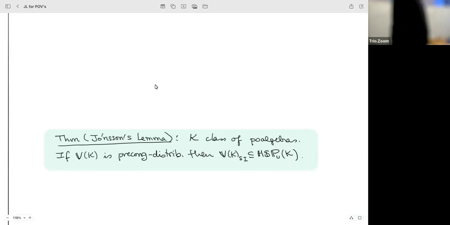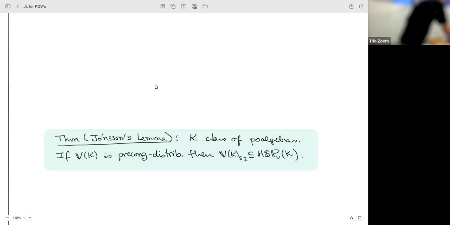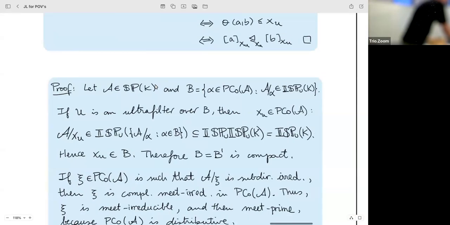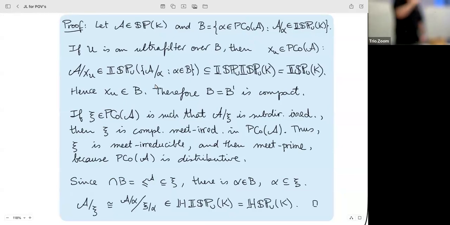Again, you have a class of algebras, and those are partially ordered algebras, so that this is precongruence distributive. Now, we need that the lattice of precongruences is distributive. Now, the subdirectly irreducibles belong to this class, HSPU of K. And the proof follows very much the same argument as before.